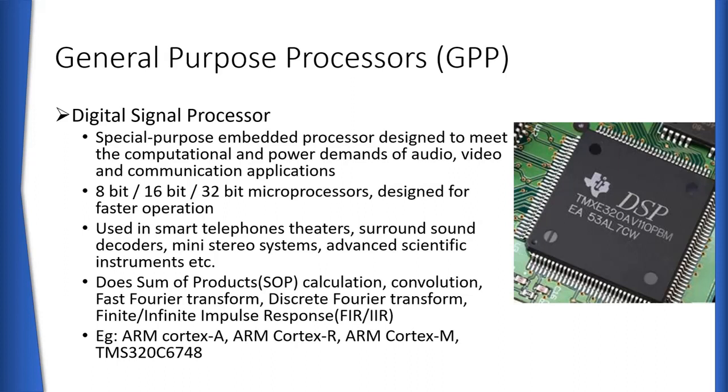Digital signal processor is another type of embedded processor. It is a specific-purpose embedded processor designed to meet the computational and power demands of audio, video, and communication applications. They are either 8-bit or 16-bit or 32-bit processors designed for faster operation than a general-purpose embedded processor.